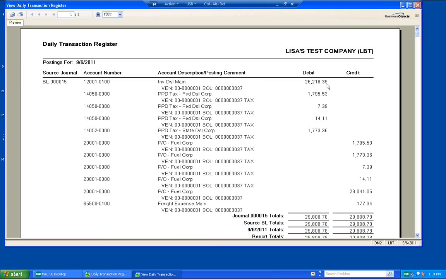It's going to debit inventory for the cost of the product plus freight while creating the entry to purchases clearing for the product and the entry to the freight account. It's going to debit the tax accounts while crediting the purchases clearing account for those taxes. Notice how the comment on the tax lines says tax.